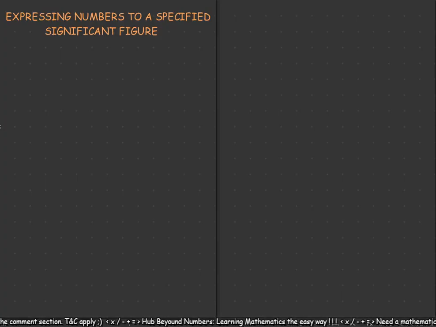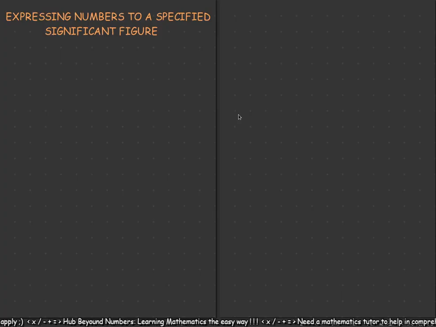Now in this lesson we are looking at expressing numbers to a specified significant figure. How do you express numbers to a specified significant figure? In real life, sometimes when we do our calculation, for instance, if you want to look for the distance from Earth to the moon, it is so long that you wouldn't want to write all the numbers. If you want the population of a country, it is too much that you wouldn't want to write everything. Hence, we need to learn how to write numbers into specified significant figures. And that is what we want to do in this lesson.